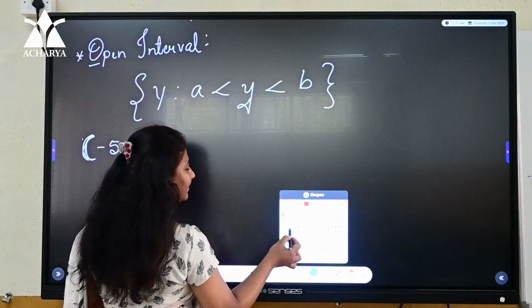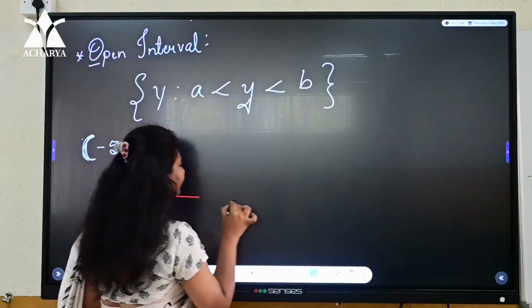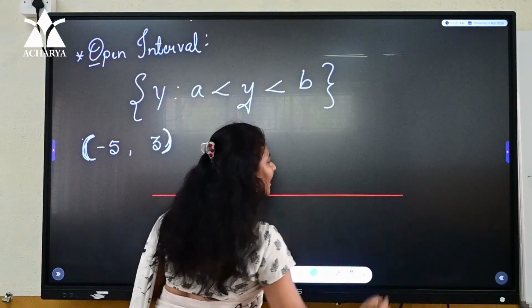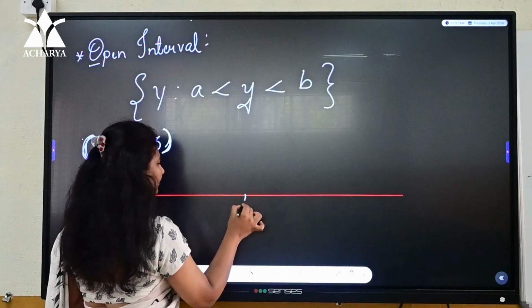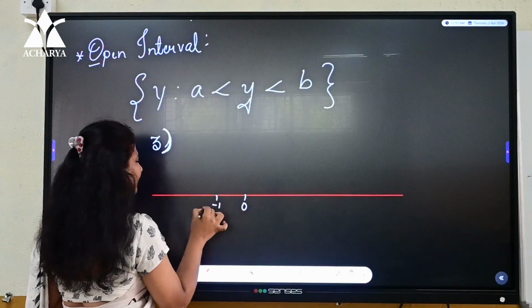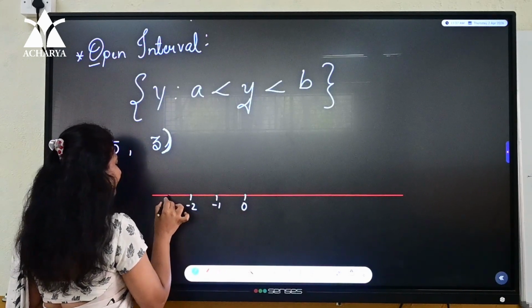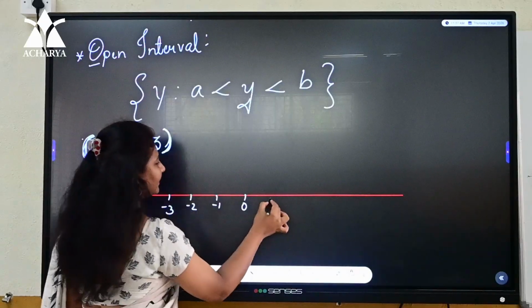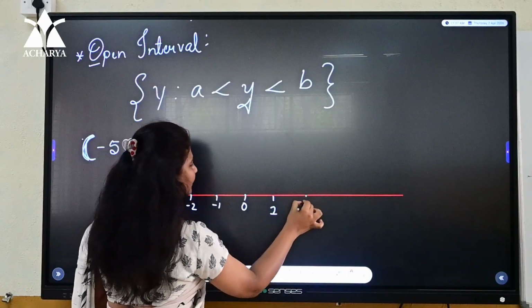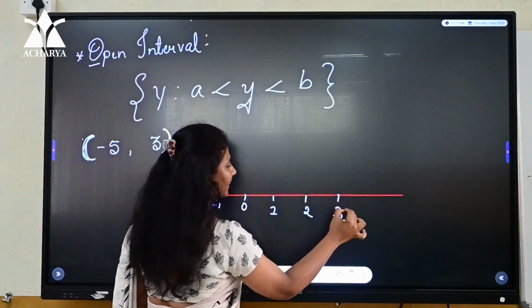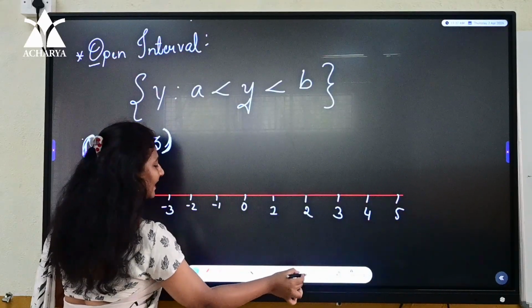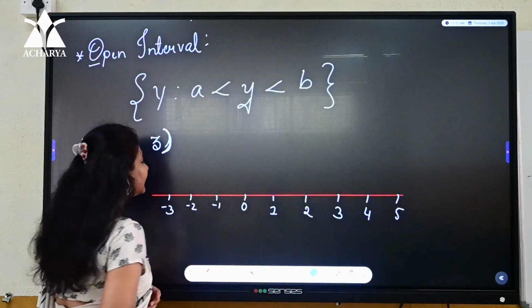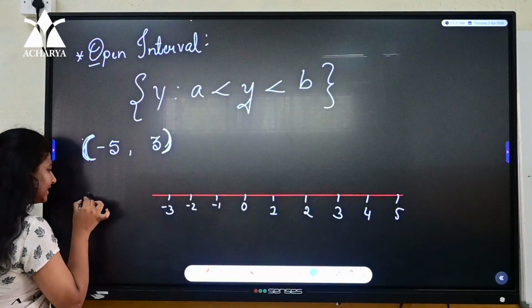How can I represent it on the real number line? It is very simple. Let us take a large number line and mark it as 0. Somewhere here -1, -2, -3, and here it is +1, +2, +3, +4, +5. So what is the thing I have been told? It is from -5. So I will extend this a little bit.